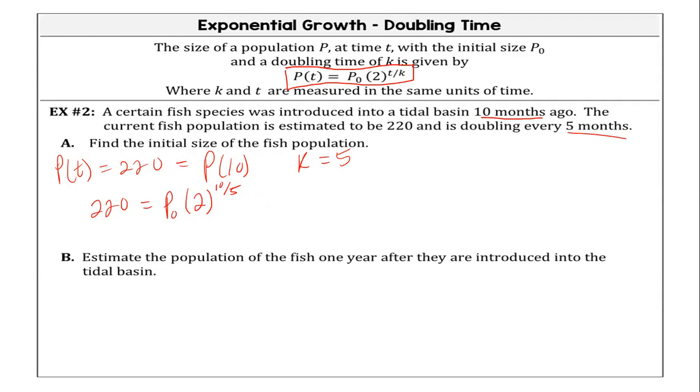What do I need to do? 10 divided by 5 is 2. So now we're working with 220 equals P naught times 2 to the 2. I'm going to do what? Perfect. I'm going to divide both sides by 4. And so our initial fish population had to be 55. 55 fish.